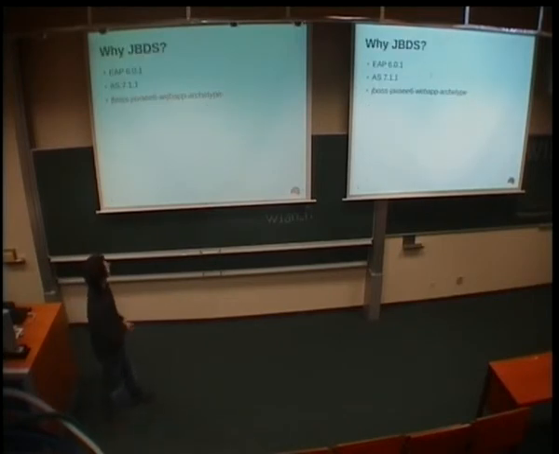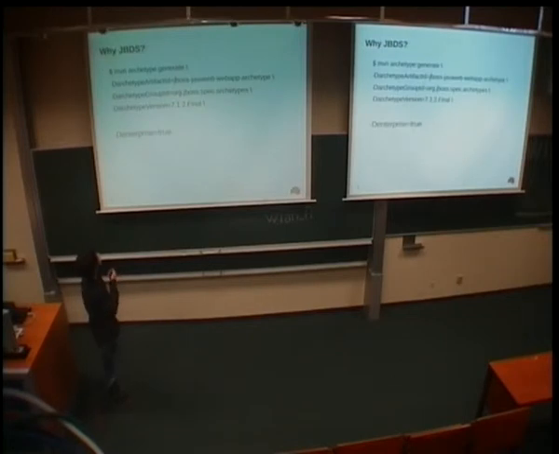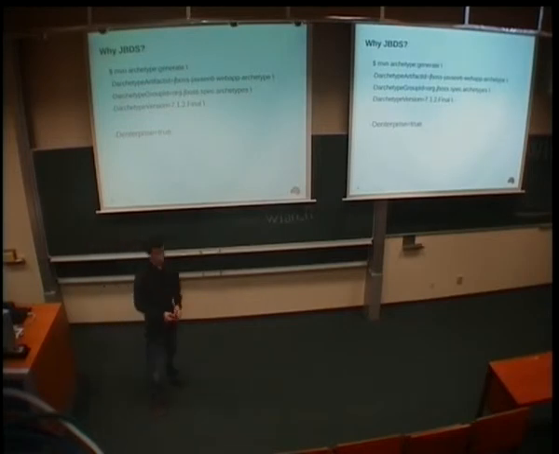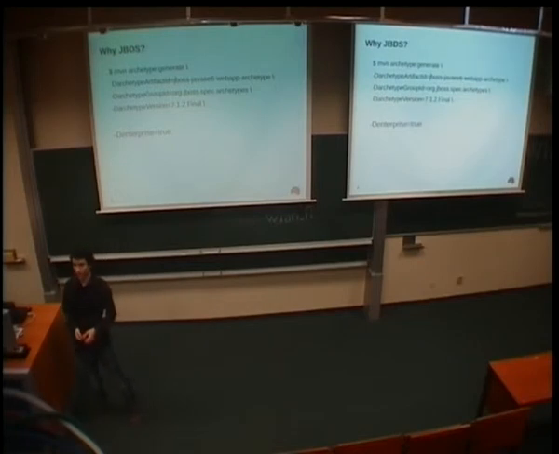Okay, so now why JBDS? Imagine that you have two runtimes. The first one is, for example, EAP 6.0.1, and the second one is AS 7.1.1. To get these runtimes, you have to search for them on the internet and download them. And then you would like to create your application. So let's say you will choose a Maven archetype, for example, the Java EE 6. And what you have to do is type something like this into your terminal. You have to know the GAV of the archetype, and you have to decide which version you want to use, because not every version might be suitable for your runtime.